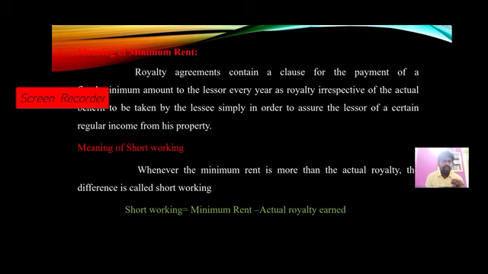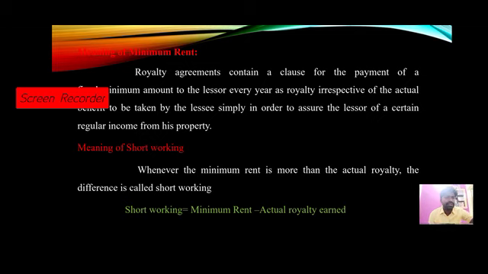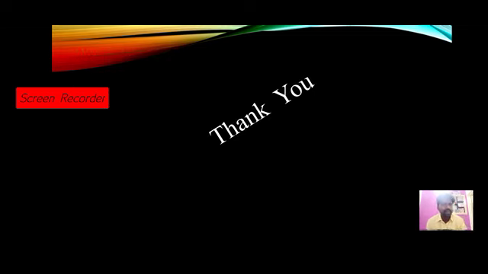Okay. Next, meaning of short working. Short working means whenever the minimum rent is more than the actual royalty, the difference is called short working. Whenever the minimum rent is more than the actual royalty, we will call it short working. Short working is the difference between minimum rent and actual royalty. Okay, there is a formula: short working equals minimum rent minus actual royalty earned. Okay, thank you everyone.